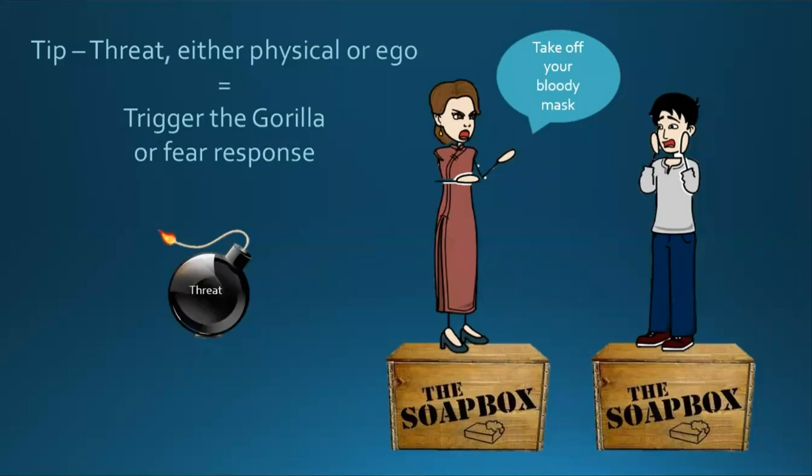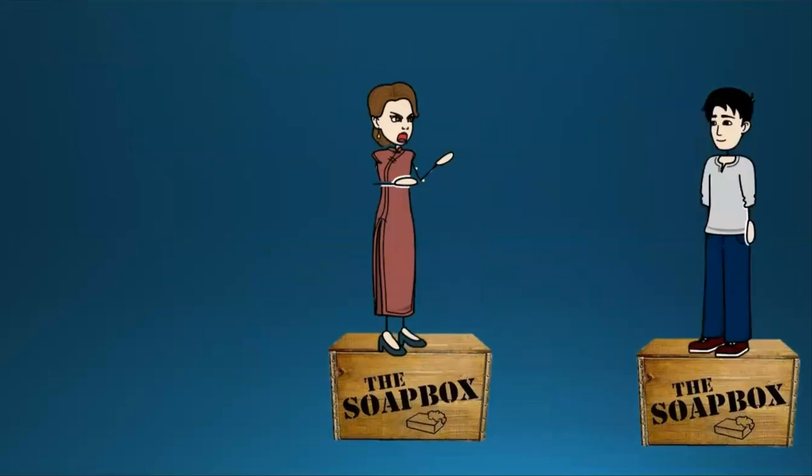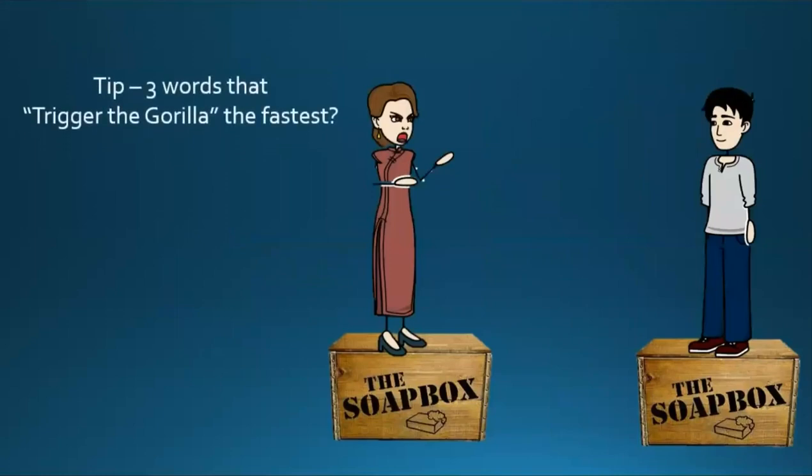And what happens is, the less we do that, the less we get threatened. I can't actually remember the last time someone called me a conspiracy theorist or any of the other things, because you can really learn just to navigate those situations very well. So what are the 3 words that will trigger the gorilla the fastest?